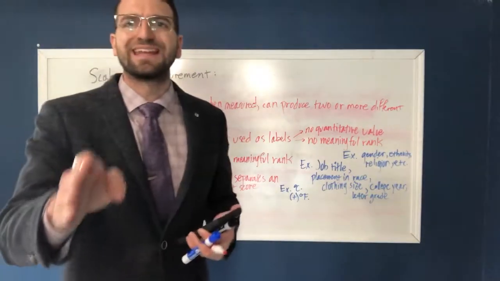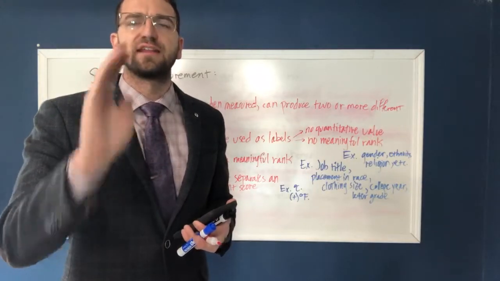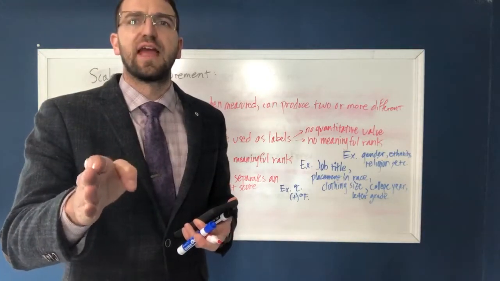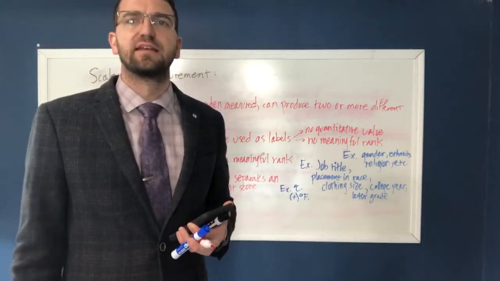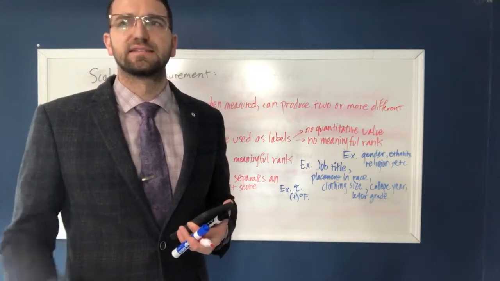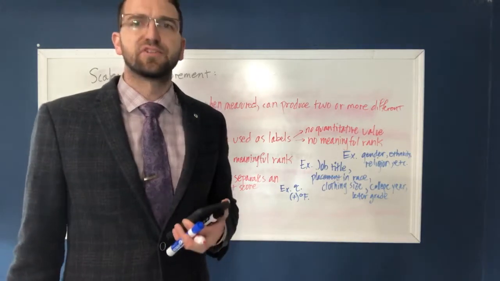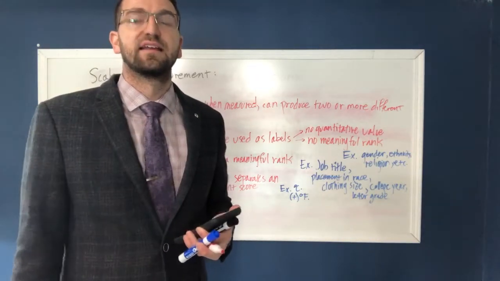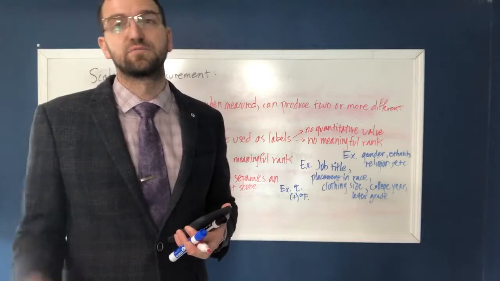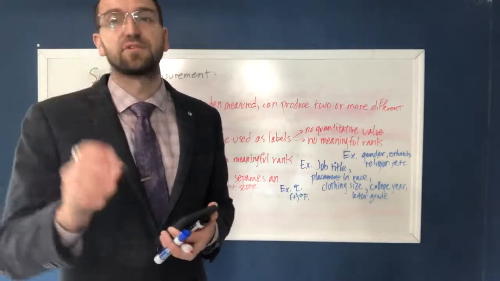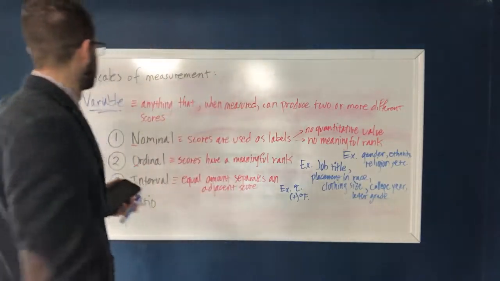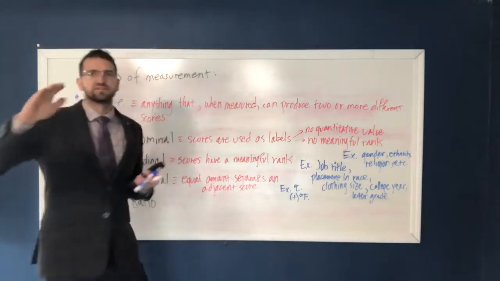The difference between 10 degrees Fahrenheit and 20 degrees Fahrenheit, and the difference between 20 degrees Fahrenheit and 30 degrees Fahrenheit is what? It's 10. The difference between 1 degree Fahrenheit and 2 degrees Fahrenheit is 1. From 2 degrees to 3 degrees is 1. From 3 degrees to 4 degrees is 1. So there are equal intervals.